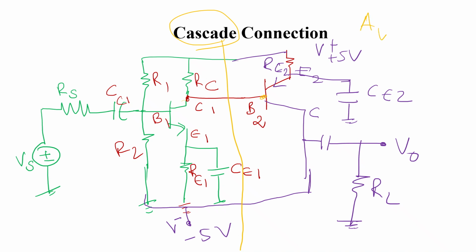The voltage gain AV is equal to AV1 into AV2, where AV1 is the gain of the first amplifier and AV2 is the gain of the second amplifier. Yes, this is about cascade connection. The next type of multi-stage amplifier connection is cascode connection.